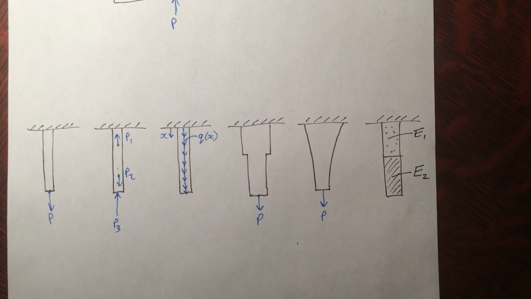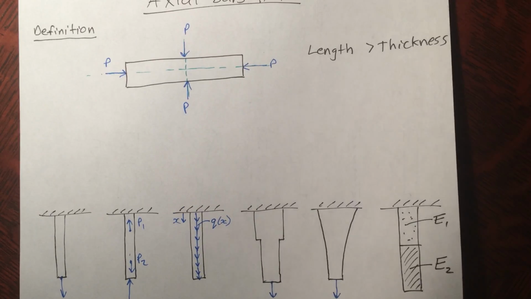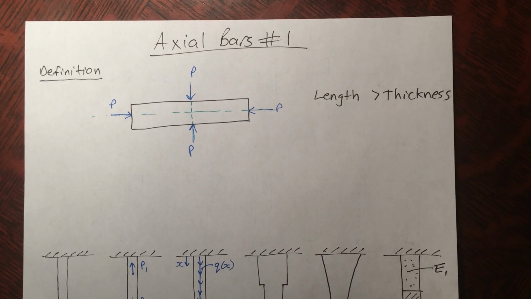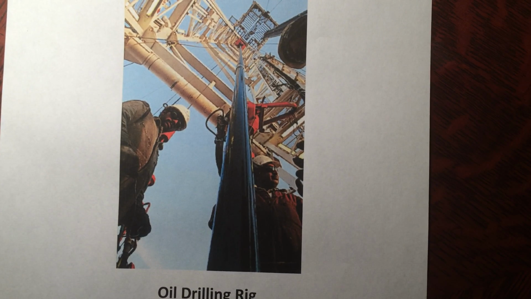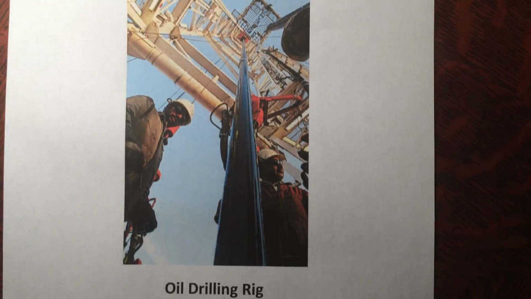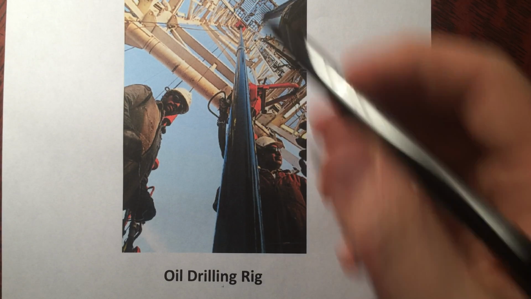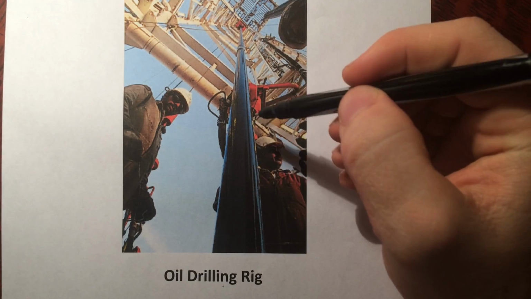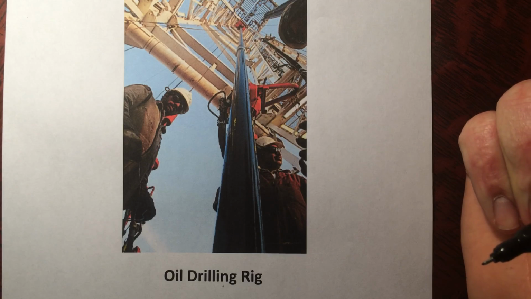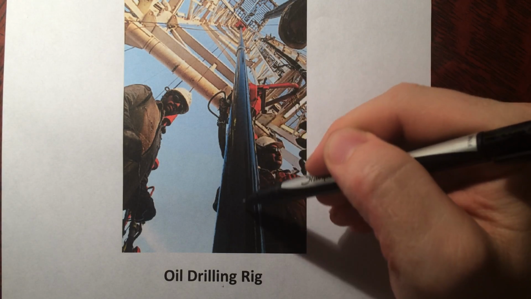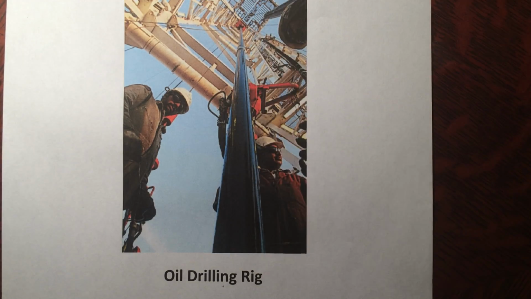So let's get into some real world examples, because they're the most interesting and fun to talk about. I've got some pictures here for you. This first one is an oil drilling rig. You've got to love the oil. And here you have to design this bar. It's basically an axial member, for a bunch of different things.